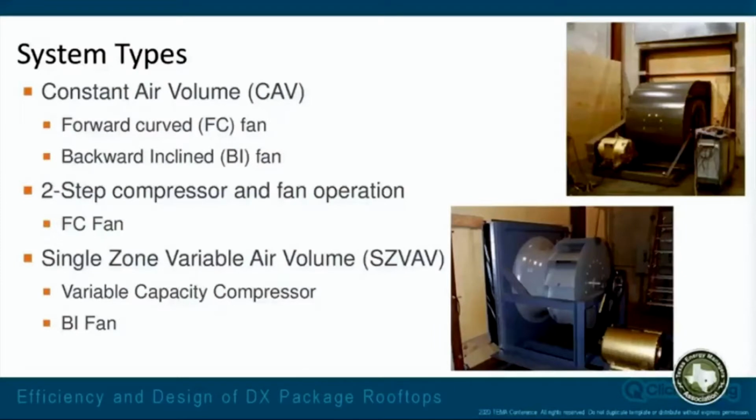From there, we're going to look at two-step compressor and fan operation. That system will use a forward curved house fan. And then finally, we're going to look at single zone VAV, which is our single zone variable air volume system. It will have a variable capacity compressor and the backward inclined fan.